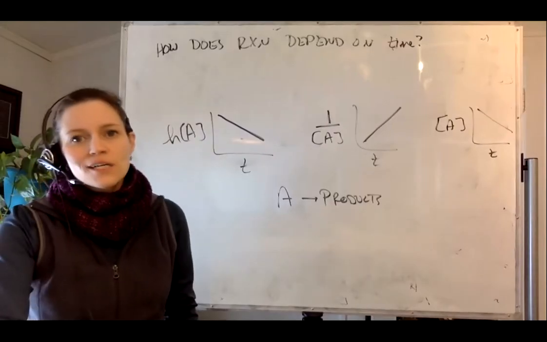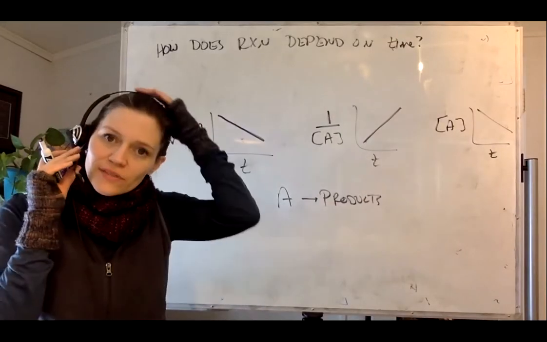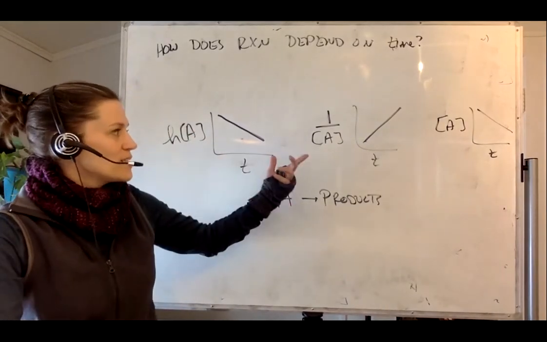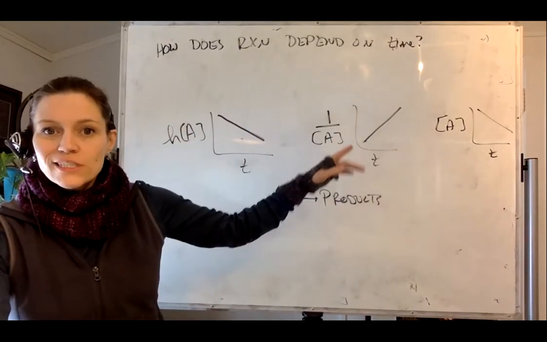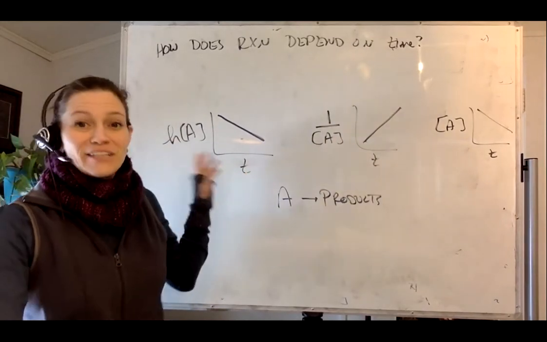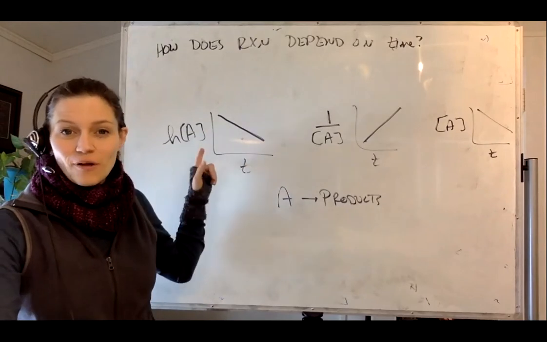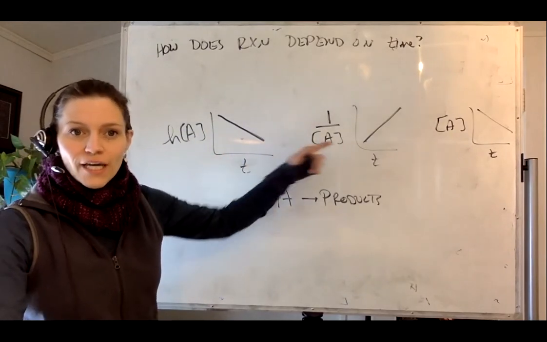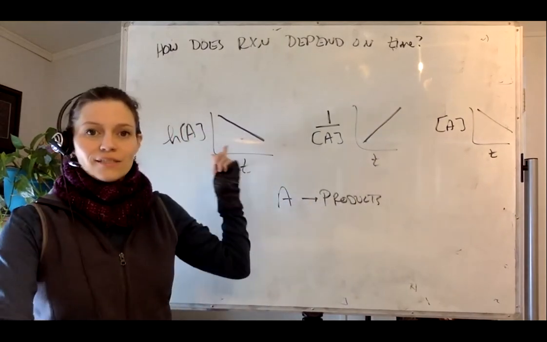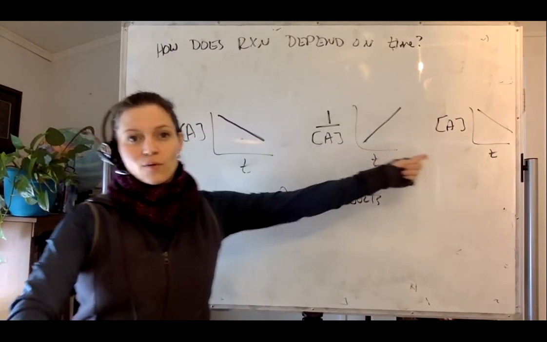Okay, we're going to talk about integrated rate laws and specifically how the concentration of the reactants depends on time. So from Chem 116, you have seen log of A as a function of time is linear when you plot the log of A. 1 over A is linear, and then A is linear with t.